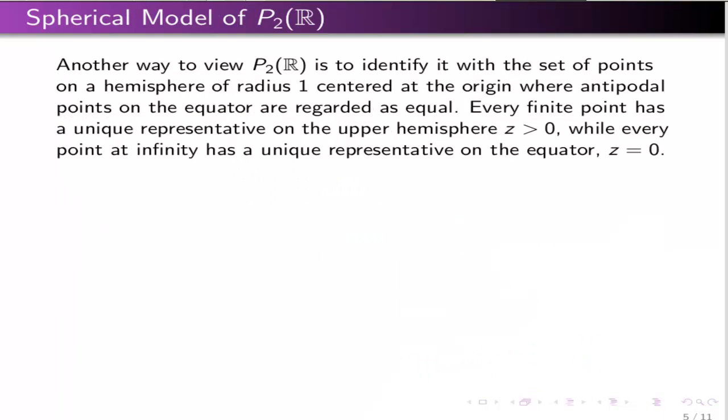There's a nice way to put together those three different components, and this is called the spherical model of the projective plane. So we identify it with a set of points on a hemisphere of radius 1 centered at the origin, where the antipodal points on the equator are regarded as equal. So let's draw a picture of that.